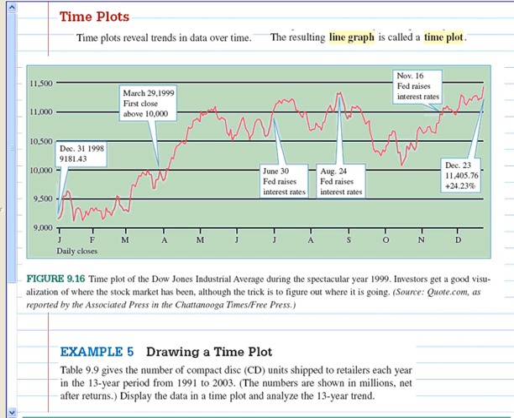Time plots. Time plots is when we're concerned about years or time and values. So a time plot is going to reveal a trend over time. We get a line graph out of it, and that line graph is called a time plot because we are graphing time, days down here on this, and values on the Y. This happens to be a stock market chart, the Dow Jones Industrial Average, in the year 1999. You can see what the Dow Jones Industrial Average is doing.